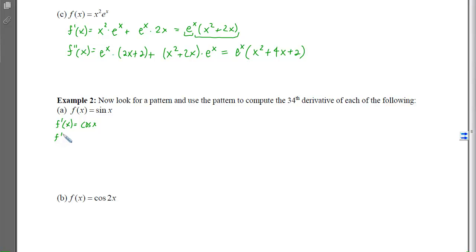If I take the next derivative, I get the opposite of the sine. If I take the third derivative, I get the opposite of the cosine. And if I take the fourth derivative, we get back to where we started. So now I'm back up to here again.